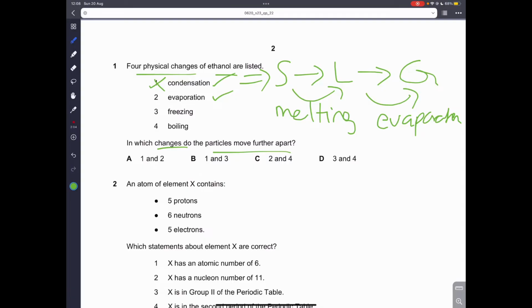Number 3, freezing. Freezing is from liquid to solid, so the particles will come closer together, so it's not a possible one as well. Boiling is also from liquid to gas, so it is also possible. So 2 and 4 are the correct answers.